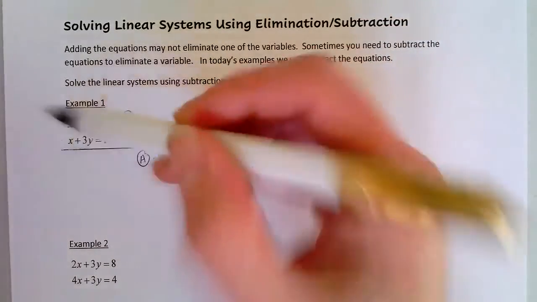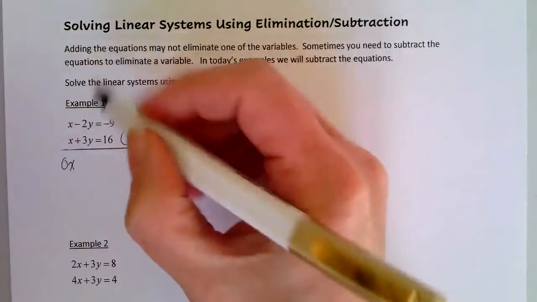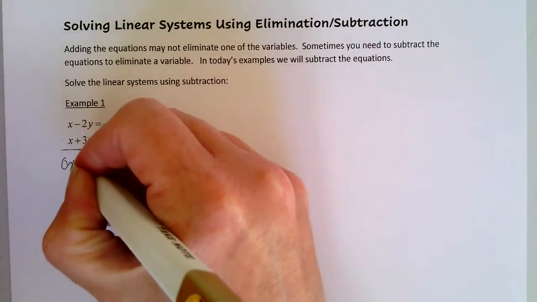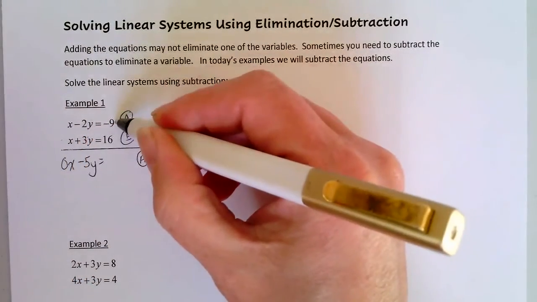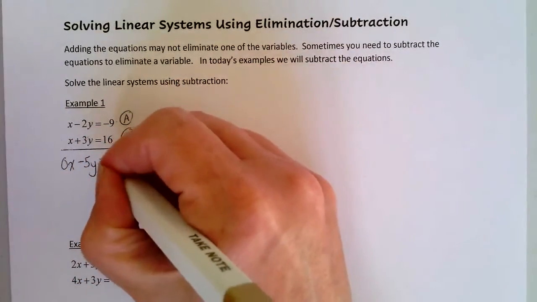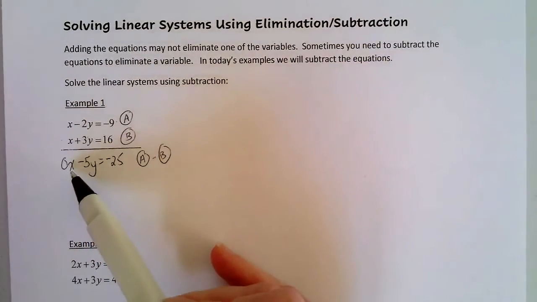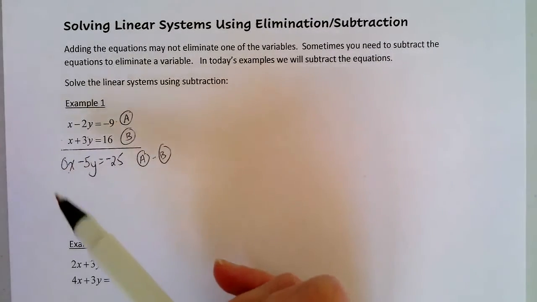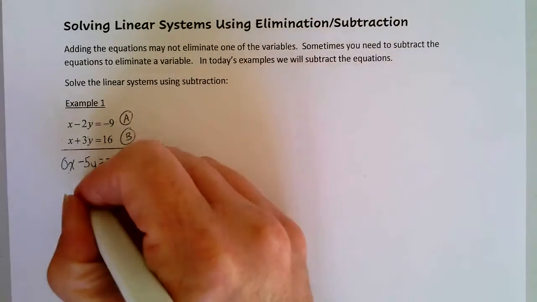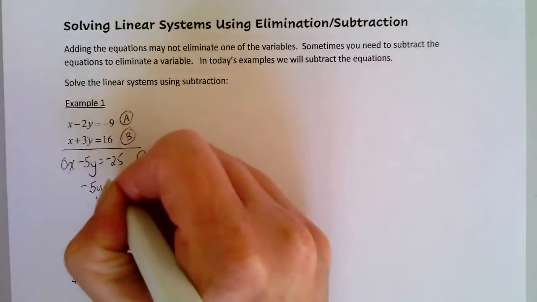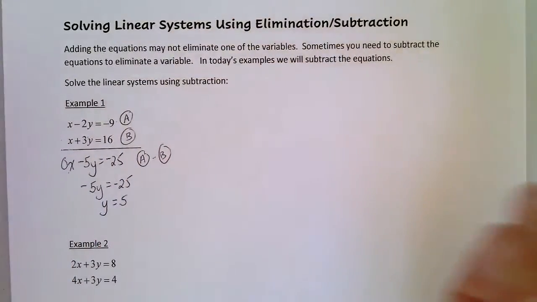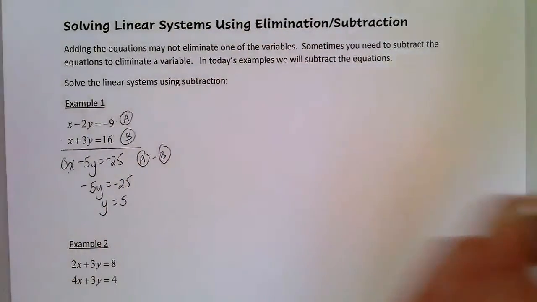So x take away x will give us 0x. -2 subtract 3y will give us -5y. And -9 subtract 16 will give us -25. And you can see, because the coefficient, the number in front of the x is 0, by subtracting the equations, this time we have eliminated the x terms. So we were left with -5y equals -25. We divide both sides by -5 to find that our y value is +5.